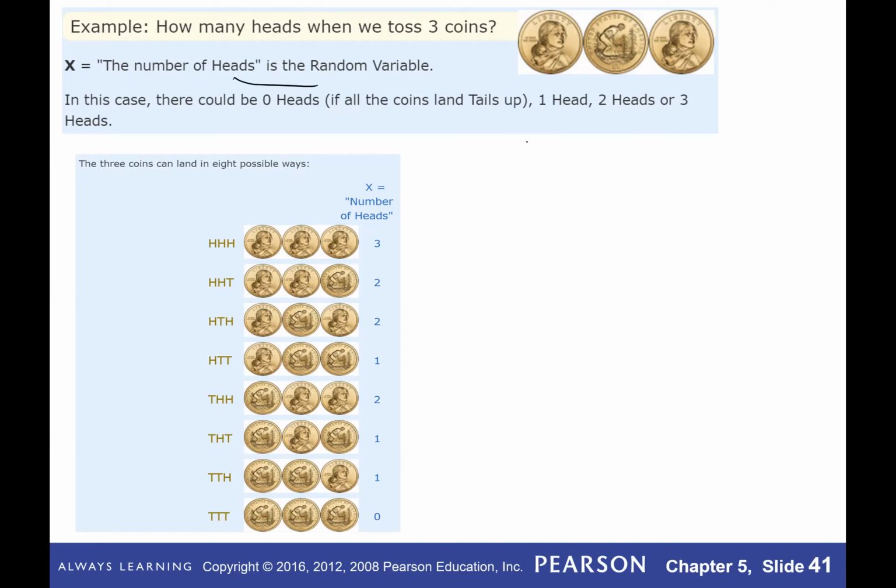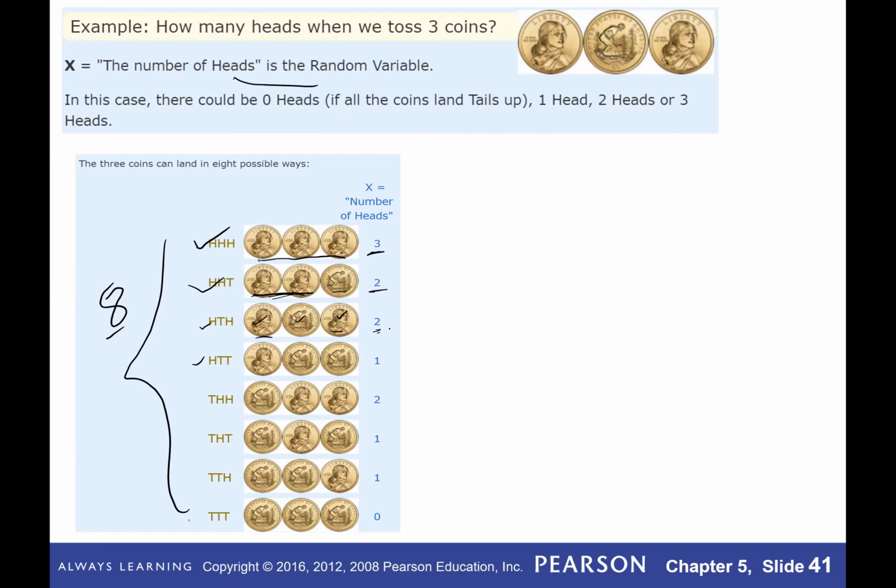So if we toss 3 coins, what are the possible outcomes? We can get all 3 heads, right? We can get the first 2 heads and the third one tail. First one head, this is tail, this is head. So we can have 8 possible outcomes. Now X represents the number of heads. So how many heads do we have here? We have 3 heads. So that's why X takes the value 3. And how many heads do we have here? We have 2 heads here, right? So that's why X is 2. And we also have 2 heads here.